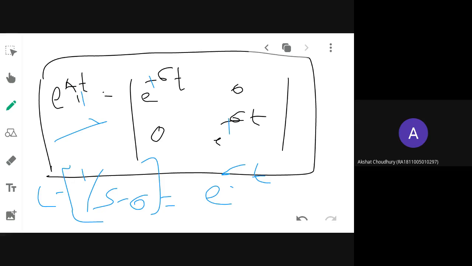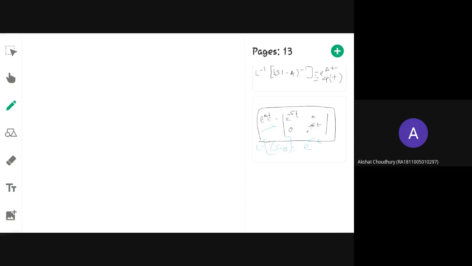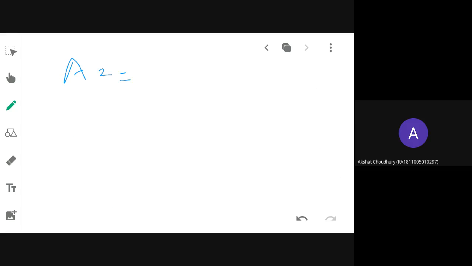Okay, so for the first state matrix you got the answer. What is the next state matrix that you are having? A2 given in the problem. What is A2? A2 was given to be 0, omega, minus omega, 0. You have to follow up the same procedure. So what will be your first step? It will be sI minus A2.